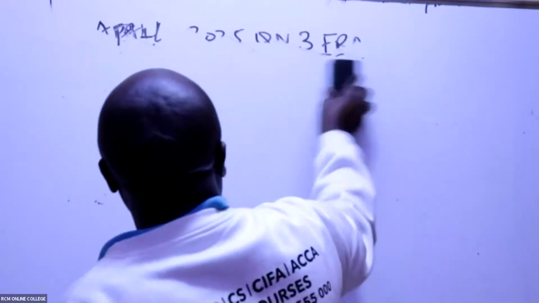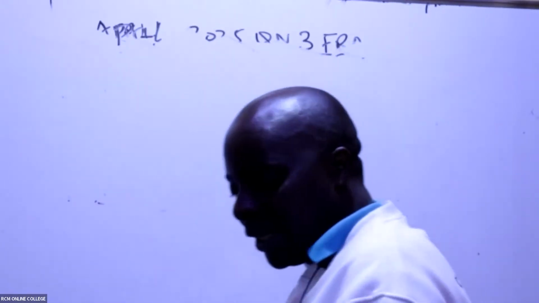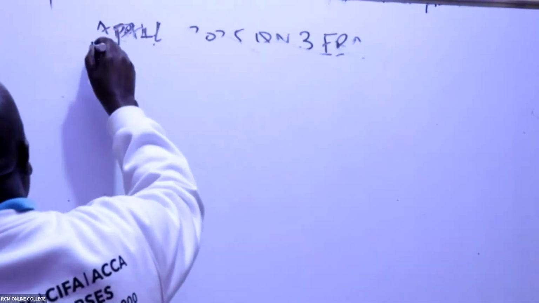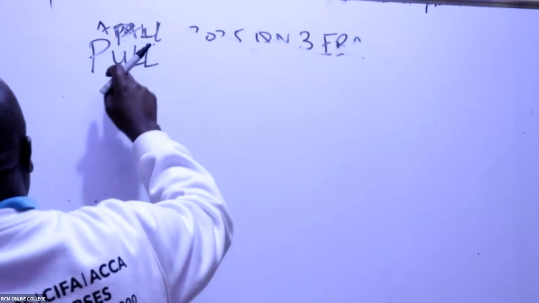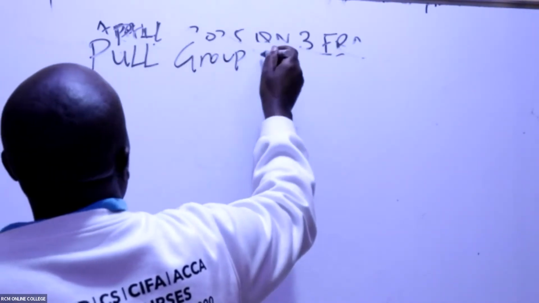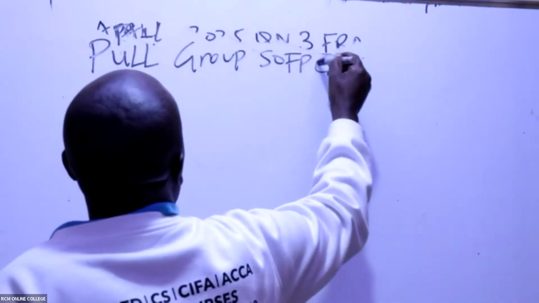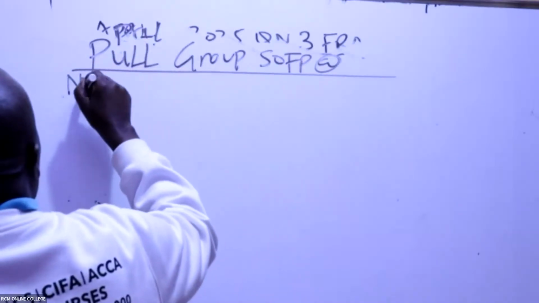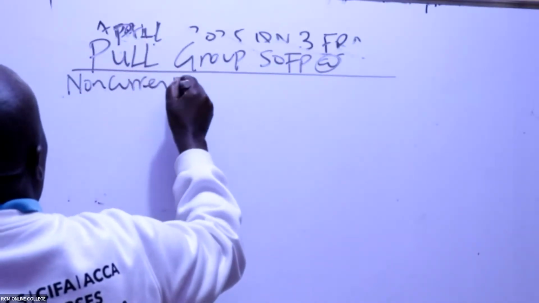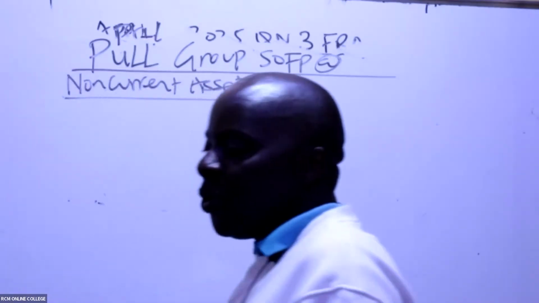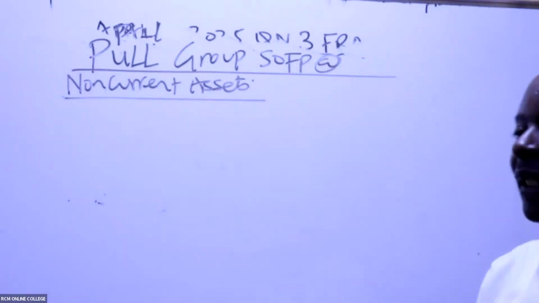Very easy. So we'll be able to come here and call this by the name of the group. The name of the group goes by the name of the parent. So we call this Pool Group. Statement of financial position as at whatever. I know those things you're very good with them. So we start by accounting for our assets here, non-current assets. We start with our property, plant, and equipment.